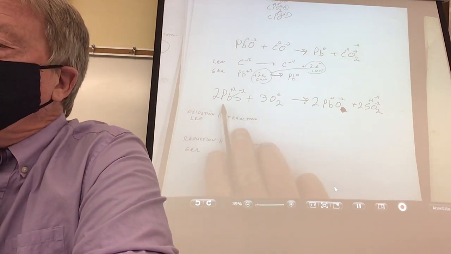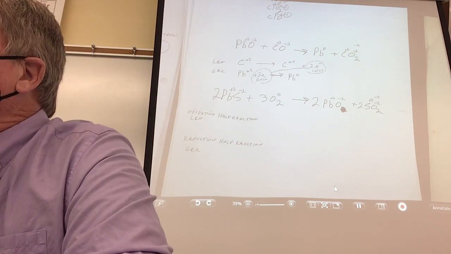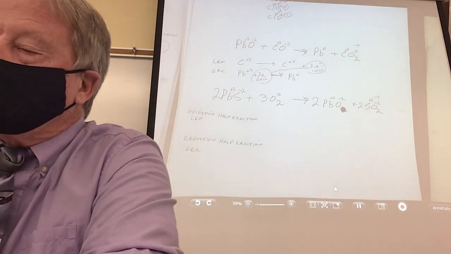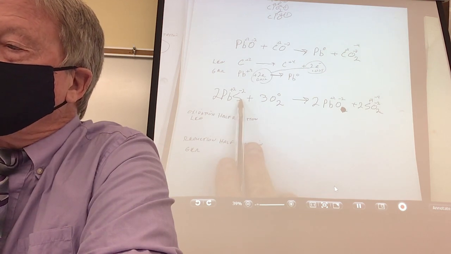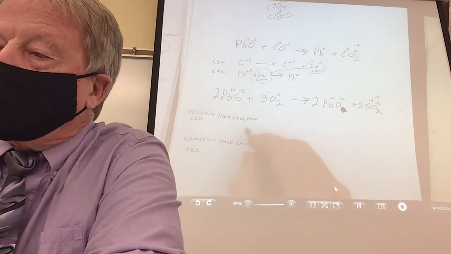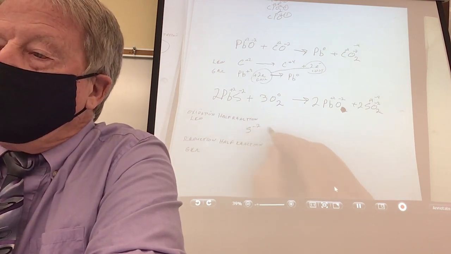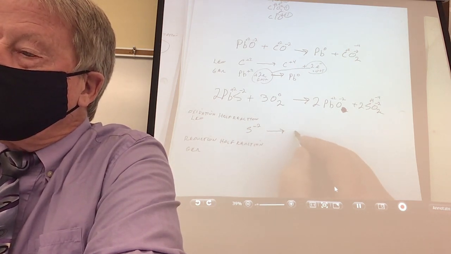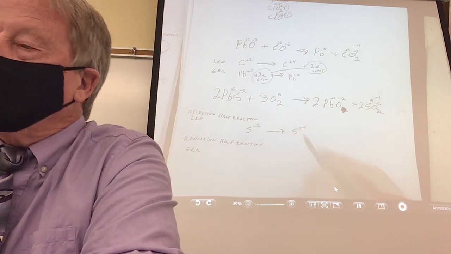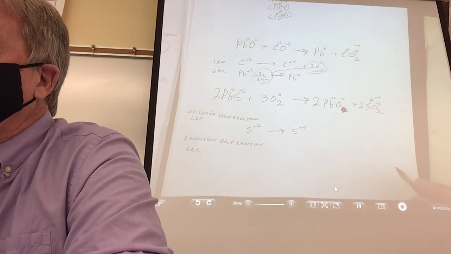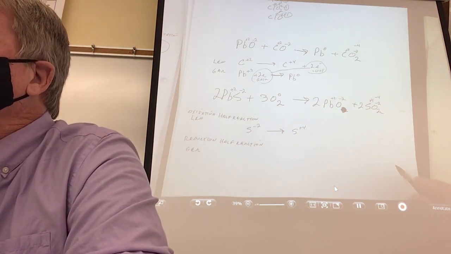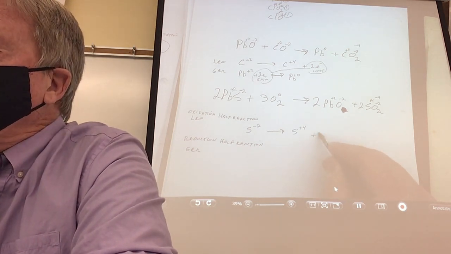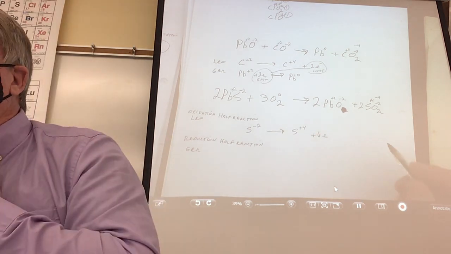All right, Carson, who got more positive as it went from reactants to products? Sulfur. Okay, so sulfur went from -2 to what? +4. That's a big jump. It went from -2 all the way to +4. Wow. How in the world can you do that? By losing 6 electrons. How many? 6. Okay, now here's the tricky part.